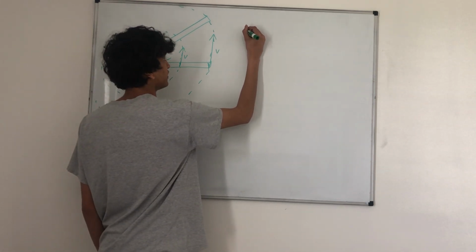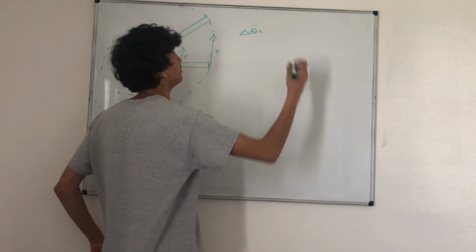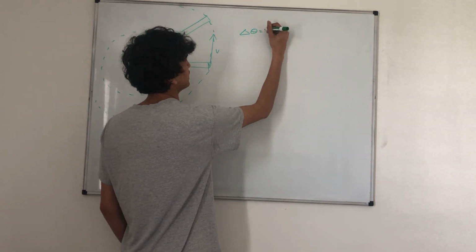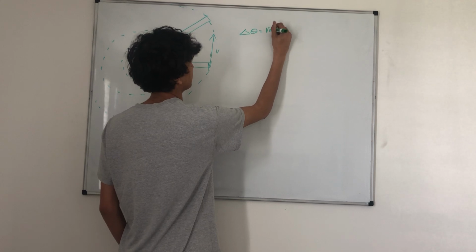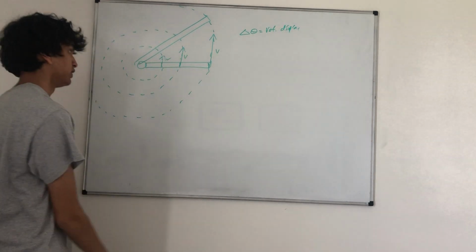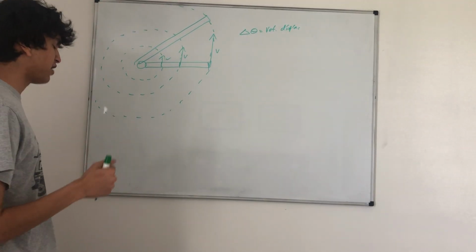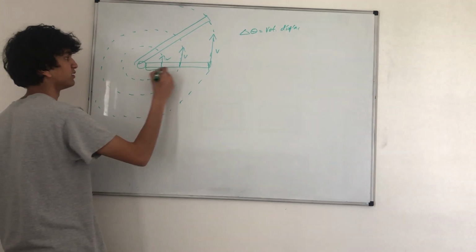So I'll say change in theta is equal to rotational displacement. That's like how much angle you sweep out. There's the way to figure out, so let's say you know the radius, right?